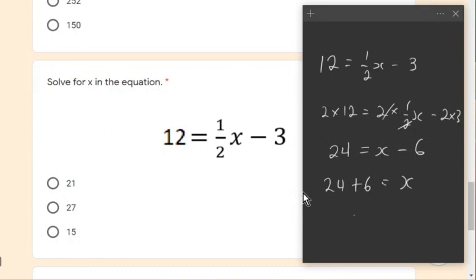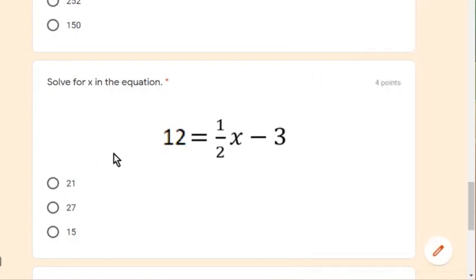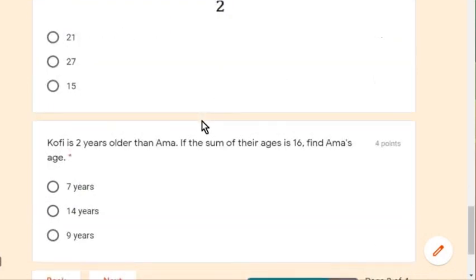So my x will be equal to 30. Okay, so actually the answer wasn't there, so this question was given as a bonus.